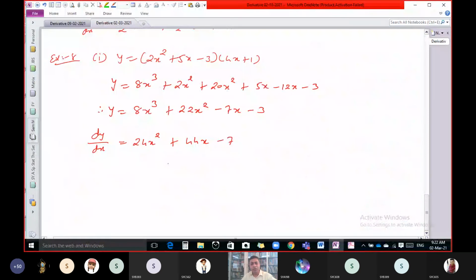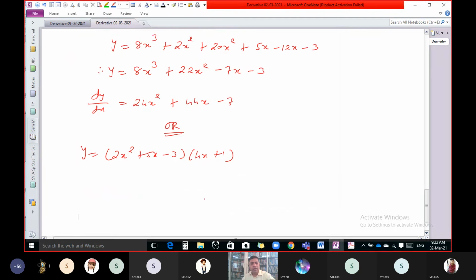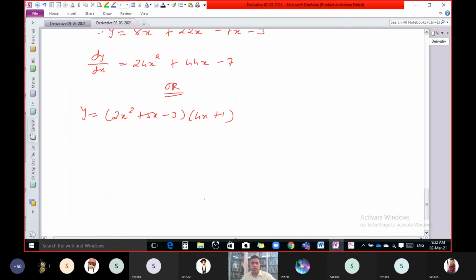The second way to solve this question is to use the multiplication rule. Yes, let us try to find the answer by that second method. 2x square plus 5x minus 3 in the first bracket and 4x plus 1 in the second bracket. Now in the exam you have a choice. You can use any of these two methods. You will get the same answer. Okay, let us start the multiplication rule.